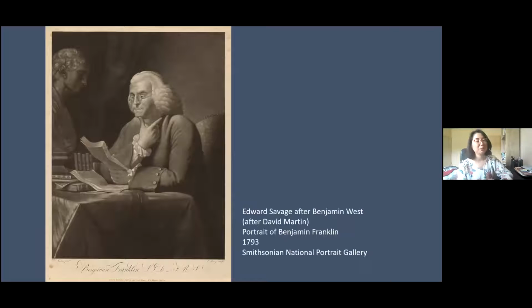And then it was actually Benjamin West's version of the portrait that was published as a mezzotint by Edward Savage in 1793. And so this portrait circulated widely.